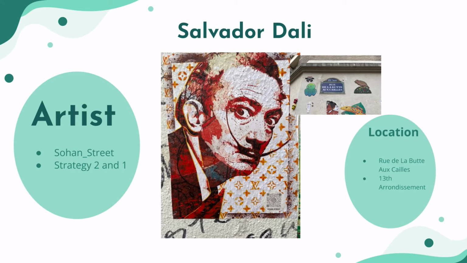Now, here we see a piece by Sohan_Street. Now, this artist is a very new artist to the scene, and I've seen from their Instagram that they're more of an up and coming artist. However, their pieces are also very interesting, and this specific piece categorizes into strategy 2 and number 1, as we're able to see the Louis Vuitton monogram and the mentioning of brands in order to draw the viewer in.